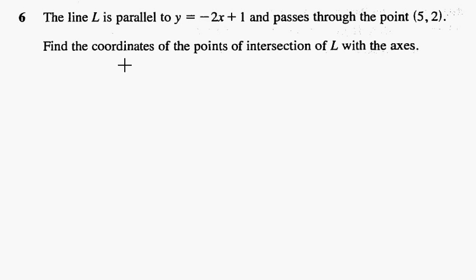Okay, graph question. Lots of key points to pay attention to here. Obviously, you've got a keyword, parallel. You need to know what that's all about. We've got a line which goes parallel to y = -2x + 1 and passes through the point (5, 2). So we've got a pair of coordinates here. That's obviously an x value.